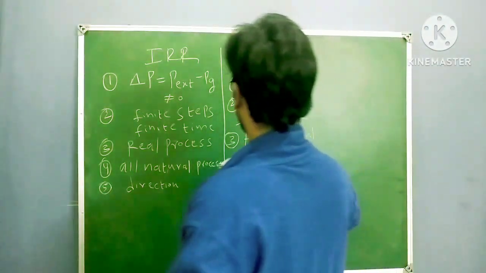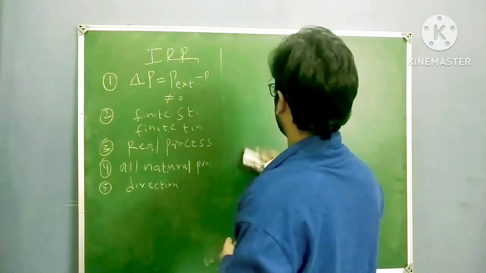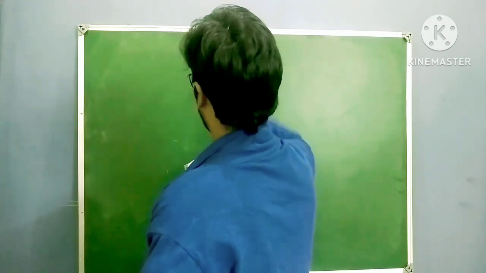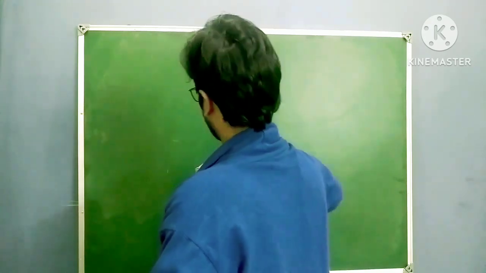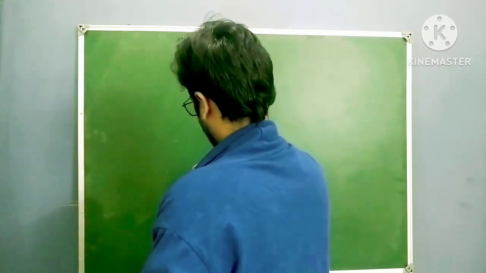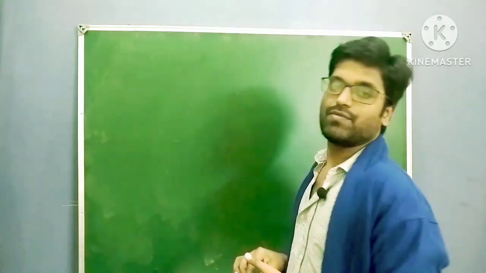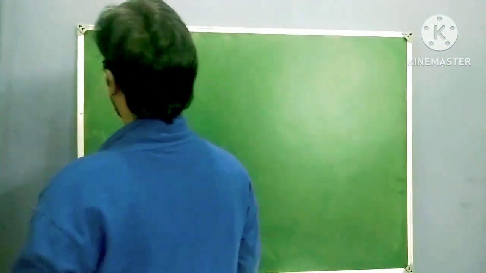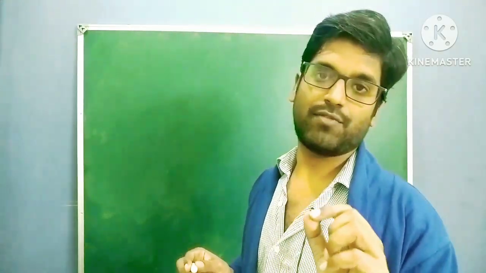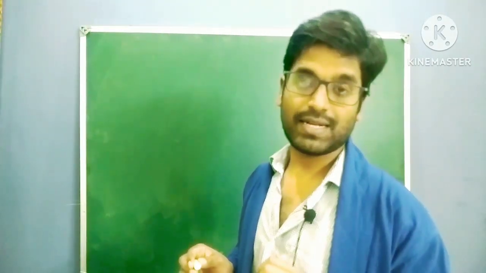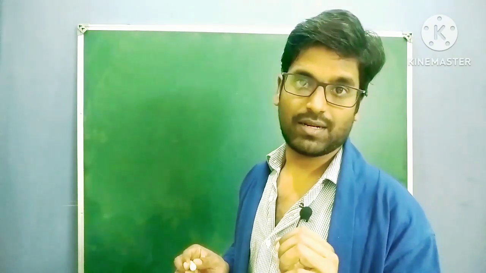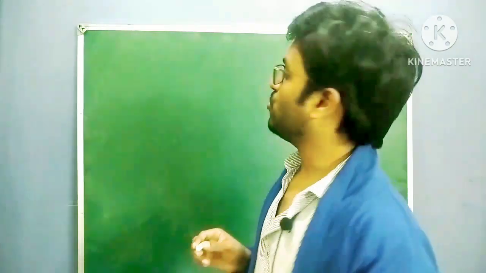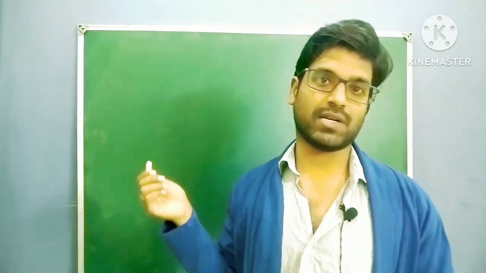I hope you people are clear now. Simply, a reversible process will take infinite time to complete. An irreversible process will take finite time, very little time to complete. So this is about the reversible and irreversible process. Next, state function and path function. Very easy. The function which depends upon the initial and final state is called a state function. The function which depends on the path is called a path function. I will explain state function and path function in my next video.